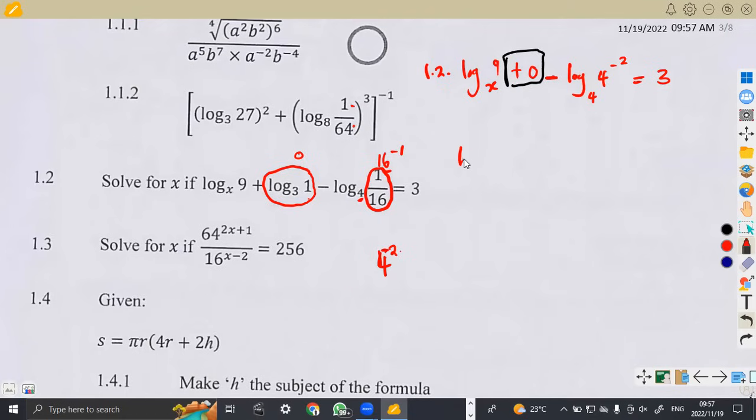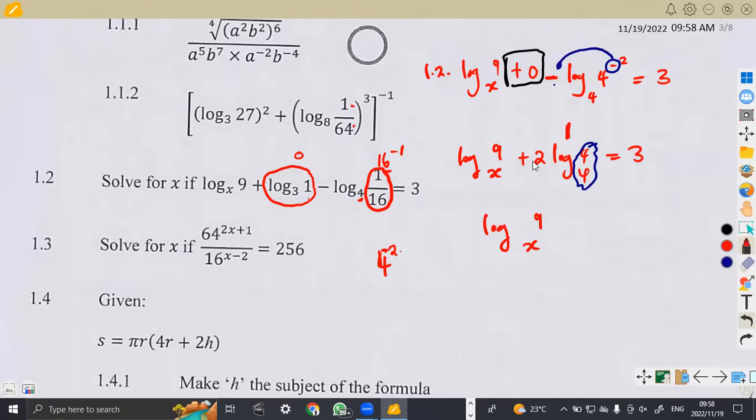Okay, so let's move on to the logarithm of 9 in base of x. From that law that we mentioned previously, we said we're going to drop this exponent, so it's negative times negative 2, which is a positive 2 now. So it's going to be positive 2 log 4 in base of 4. Remember, guys, what I said, the number and the base here are the same, so we are going to obtain a 1. So that means we've got the logarithm of 9 in base of x plus 2 times 1, which is 2, equal to 3.